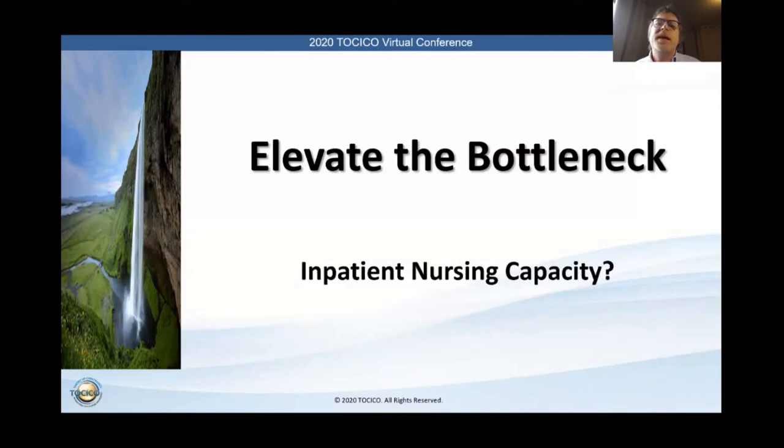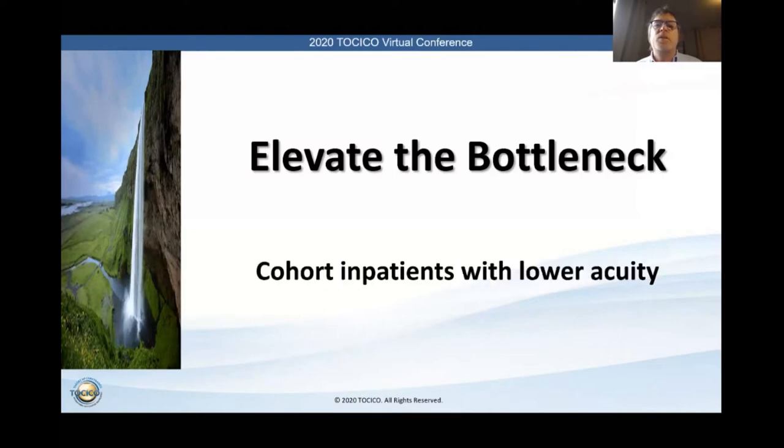What can we do to elevate capacity if nursing is the bottleneck resource, other than going on a hiring spree? In this case, we could cohort patients who have low acuity or are simply waiting for placement. This kind of unit could then have a lower nursing to patient staffing ratio than a traditional unit with higher acuity. Since in this scenario, the inpatient bed is not the bottleneck, cohorting patients should not hinder flow the way it did in our prior example.